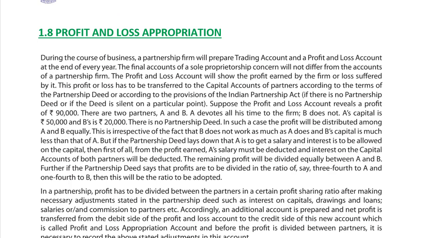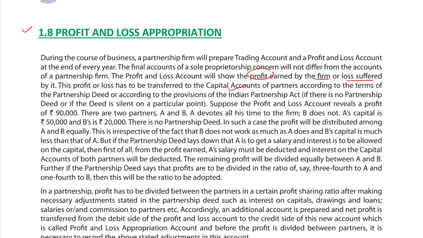Next is the profit and loss appropriation account. Why is this account prepared? What is the need of it? During the course of business, a partnership firm will prepare a trading account and profit and loss account at the end of every year. The final accounts of sole proprietorship concerns will not differ from the accounts of a partnership firm. The profit and loss account will show the profit earned by the firm or loss suffered by it. This profit or loss has to be transferred to the capital accounts of partners according to the terms of the partnership deed or according to the provisions of the Indian Partnership Act.